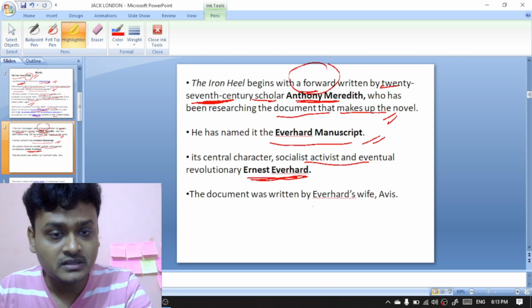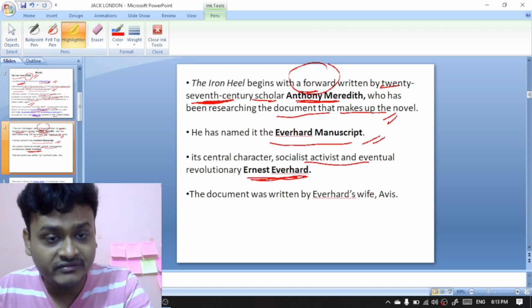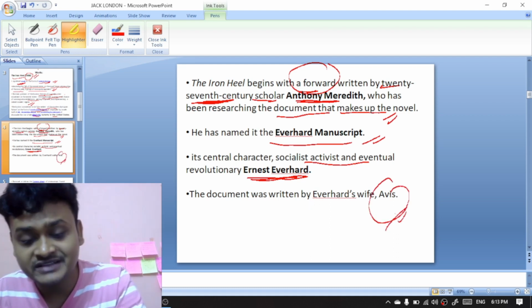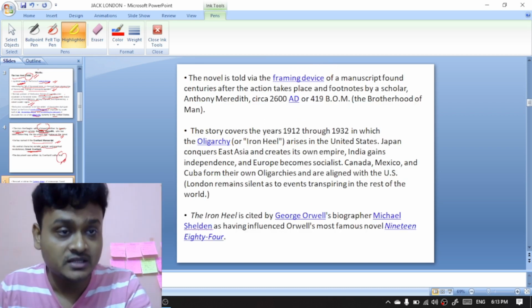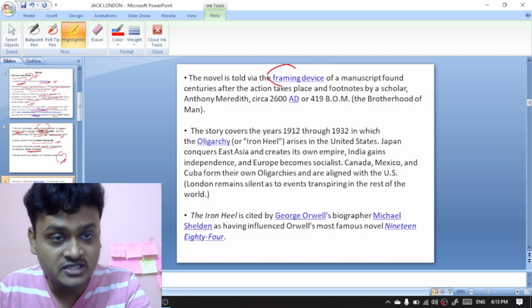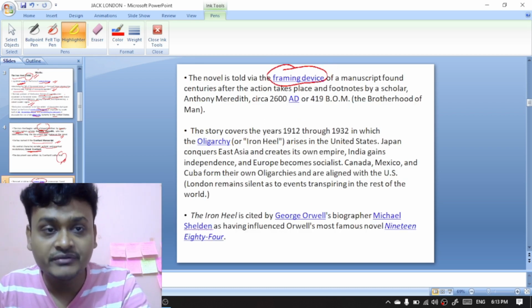That's why the document was written by Everhard's wife, Avis. Avis has written the document. Okay. The novel is told via the framing device. I told earlier that framing device means frame, that is a story within a story, told via the framing device.